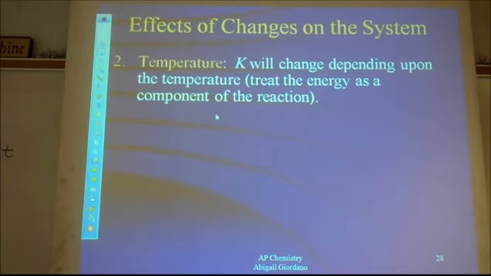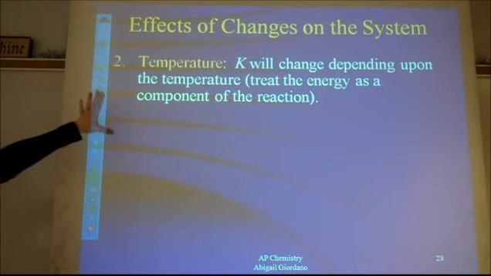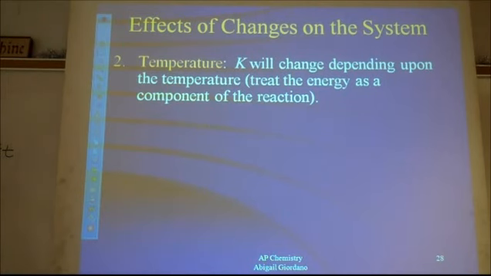Now, the second way to change a system would be to change the temperature in the room. Now, this one is sort of special. I cannot ask you a Le Chatelier's principle question, like, is it going to shift to the right, the left, not at all, when you're changing the temperature unless I tell you whether the reaction is endo or exothermic.